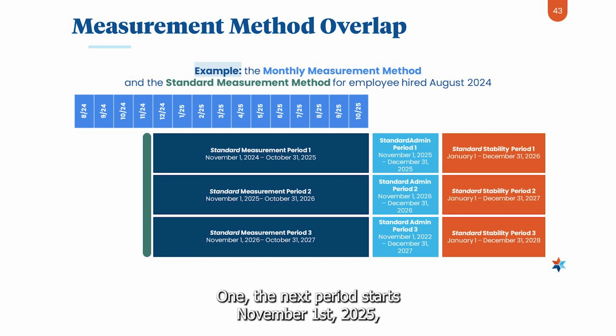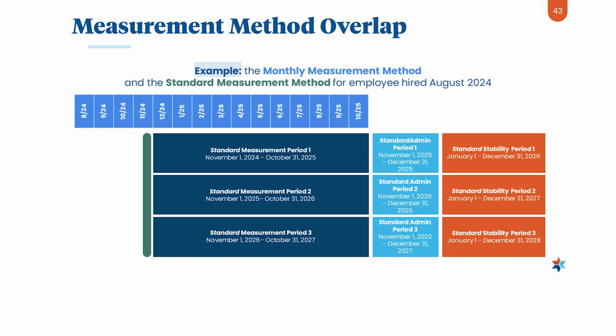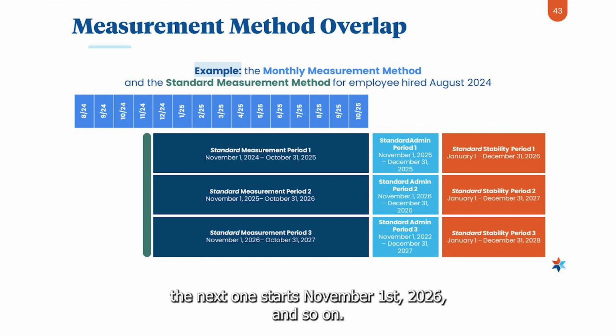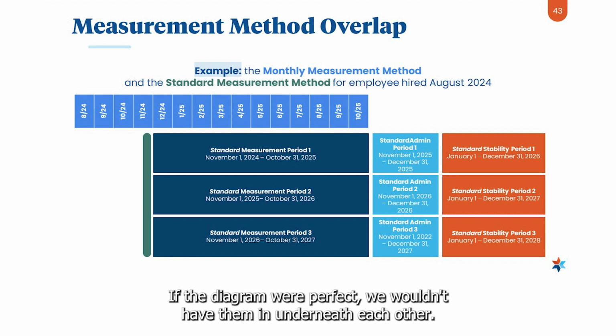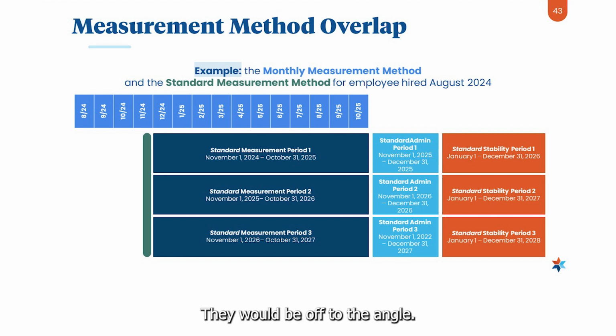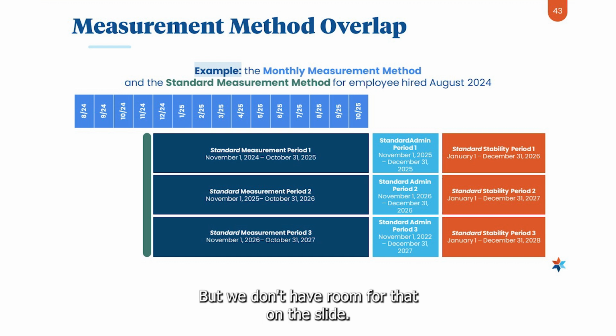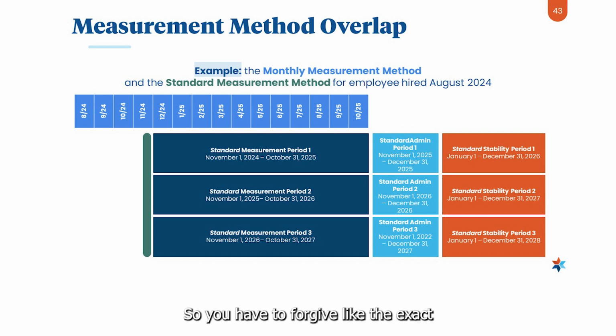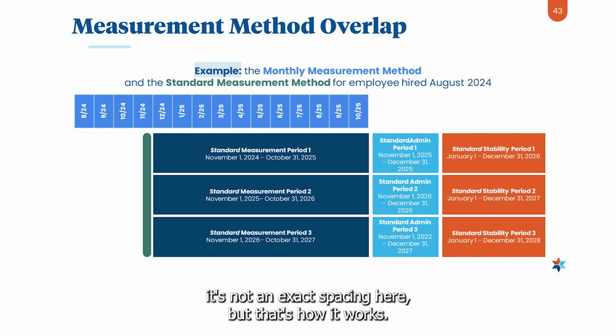You see, I've got 3 different standard measurement periods. It's period 1. The next period starts November 1st, 2025. The next one starts November 1st, 2026, and so on. If the diagram were perfect, we wouldn't have them underneath each other. They would be off to the angle, but we don't have room for that on the slide. So you have to forgive that it's not exact spacing here, but that's how it works.